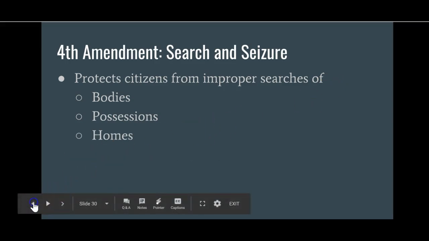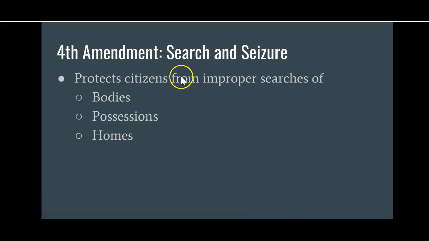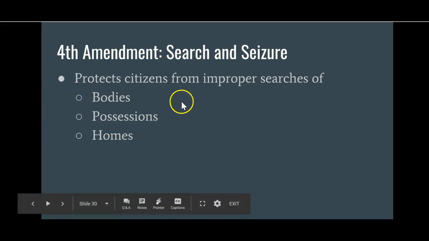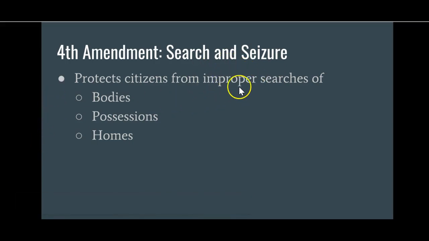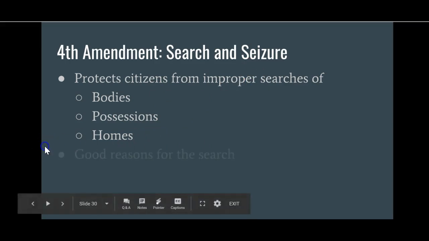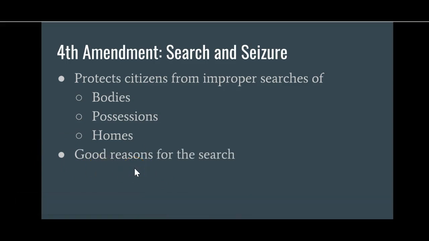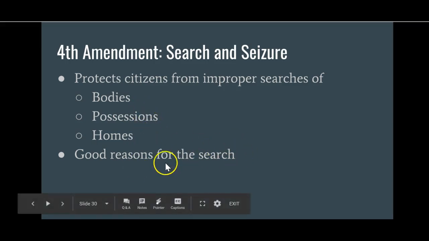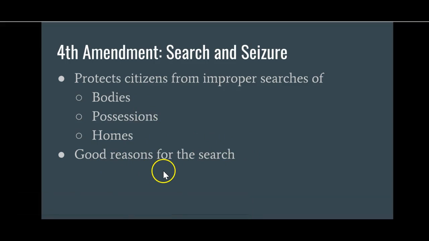and we're going to take one step back. So let's recap what this says. Protects citizens from improper searches. Okay, improper, meaning that they have to follow the law and do proper searches of each of these things if they need and or want to. Okay, they also have to have good reasons for the search. So just because the police don't like somebody, for example, they cannot do a search or a seizure of their bodies, possessions, or homes. They have to have a probable cause in order to do that search.